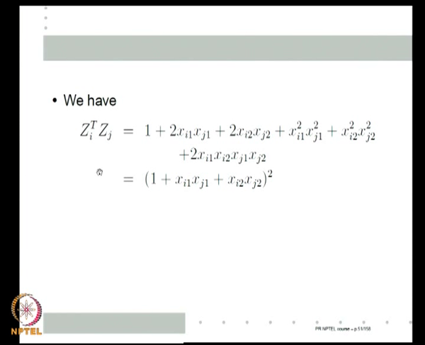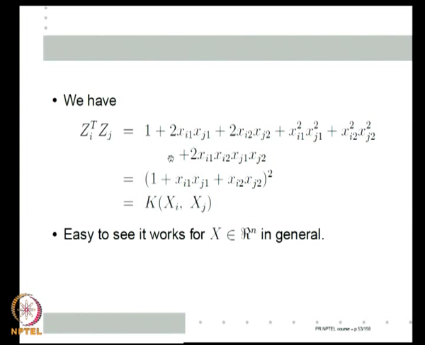Now, I can easily see that this is the same as (1 + xi1 xj1 + xi2 xj2) whole square. I get 1, xi1 square xj1 square, xi2 square xj2 square, and then 2 xi1 xj1, 2 xi2 xj2, 2 xi1 xi2 xj1 xj2. So, k(xi, xj) equals zi transpose zj, which is phi(xi) transpose phi(xj). It is easy to see it works in general.